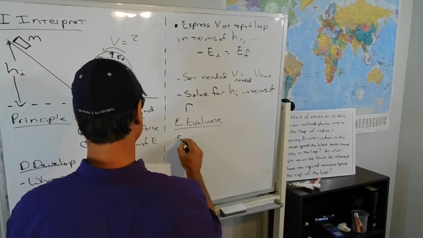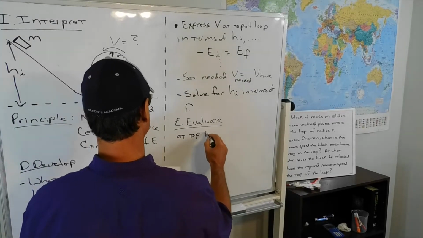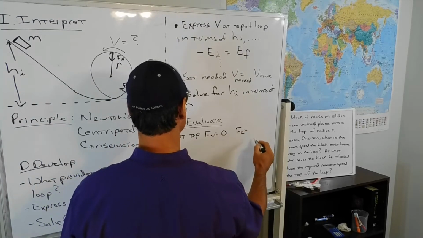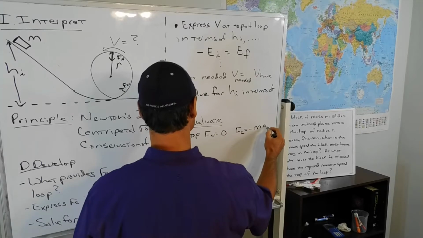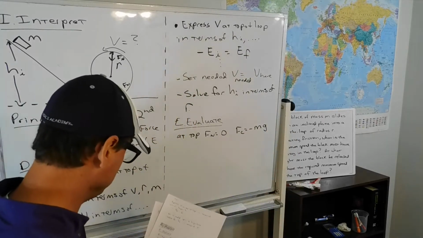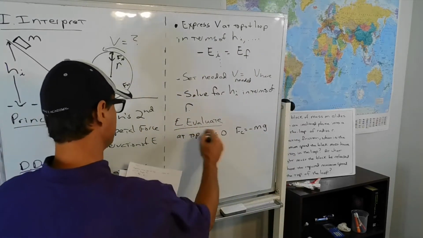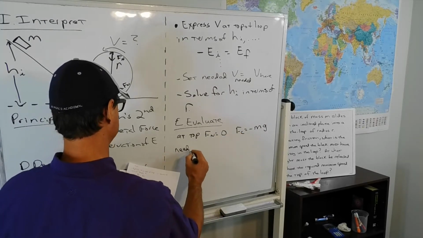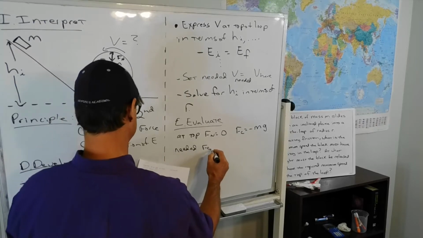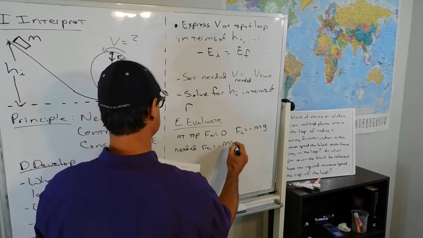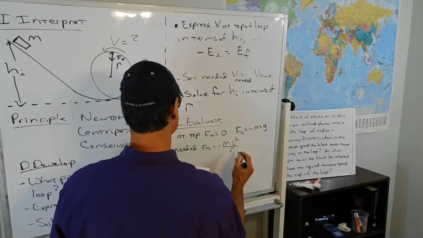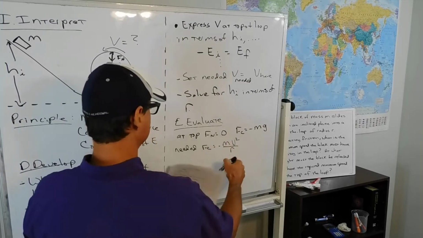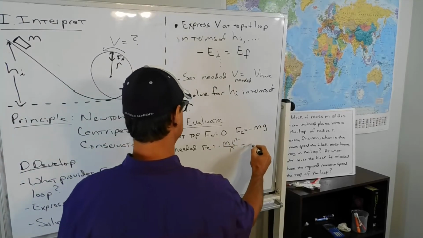So at the top, the normal force equals 0. So the centripetal force is all from gravity, which is just the weight of the block, negative mg at that instant. But the needed centripetal force is minus mv squared over r. And so we just set the force we need equal to the force we have.